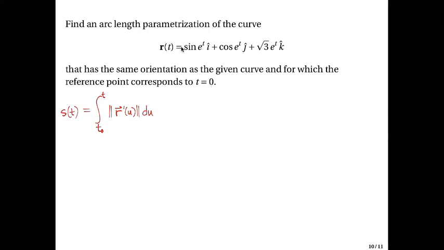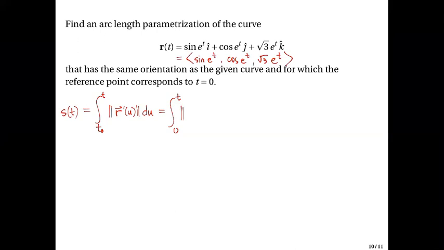So this is our r of t. This is equal now, since our reference point is t equals 0, we have the integral from 0 to t of the magnitude. So r prime, let me put this in angle notation. So this one, we have sine e to the t, comma, cosine e to the t, comma, square root of 3 e to the t.